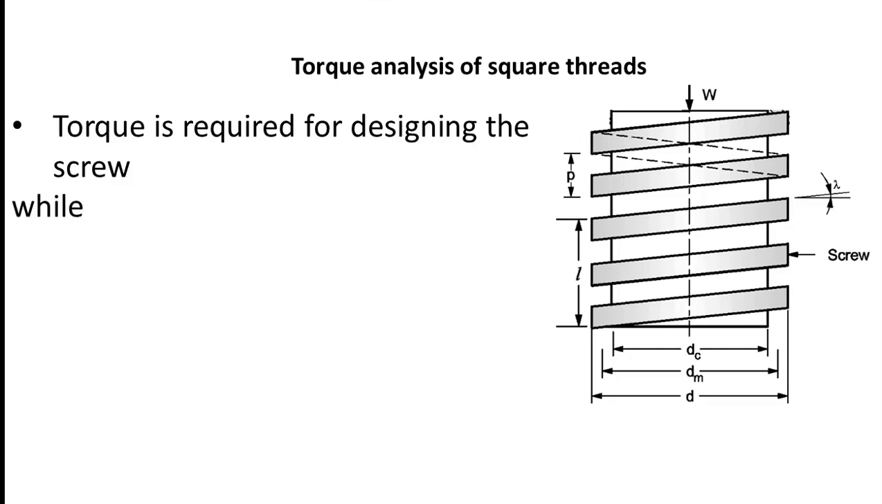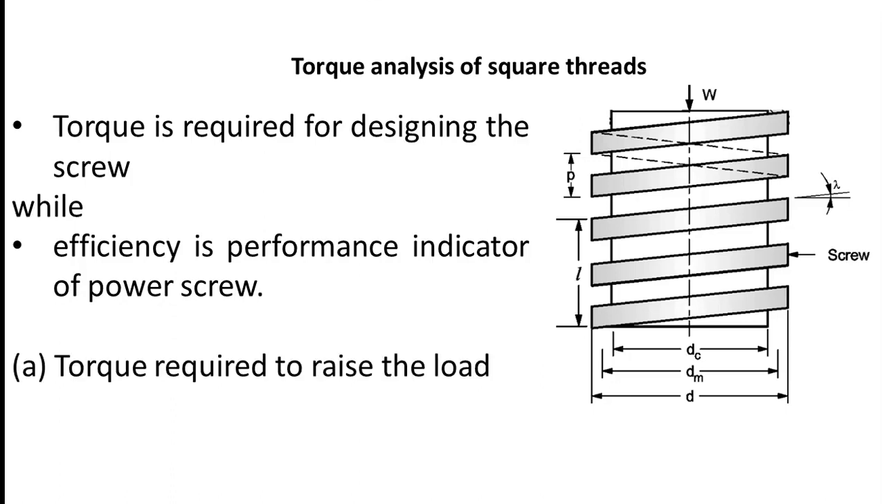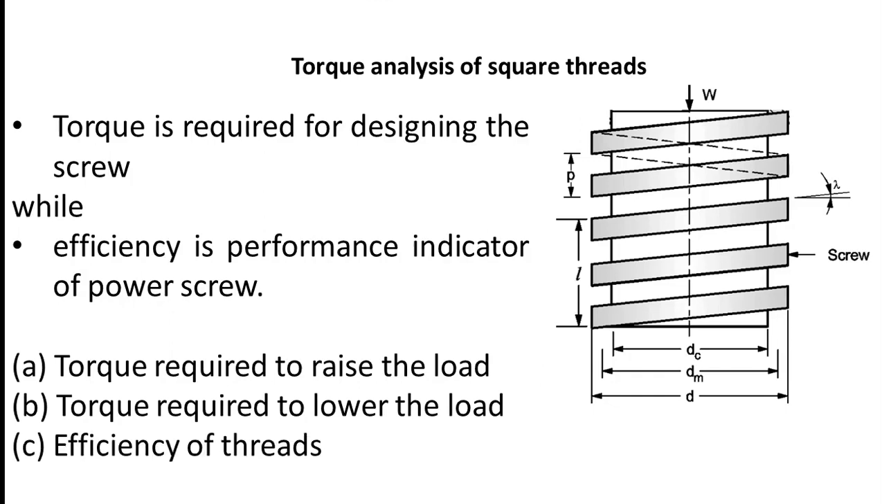Torque will be applied, so we need to find out the torque, while efficiency is the performance indicator of the power screw. So we will be finding the torque required to raise the load, the torque required to lower the load, and the efficiency of screw threads. Together, this is the torque analysis of screw threads.